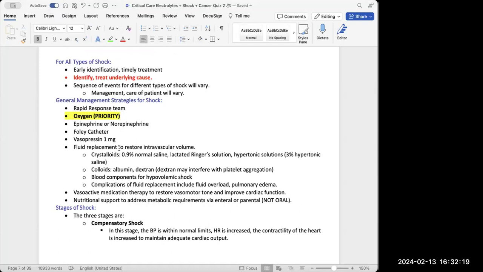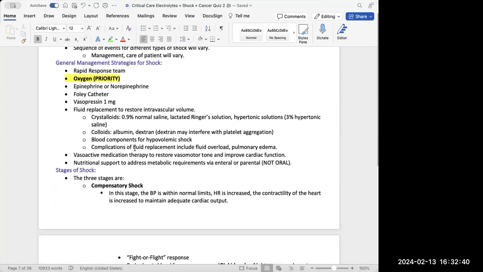We want to identify and treat. I saw a question like that on Course Point where it was asking, what do you do? And I think that might be one of the types of questions she might be looking for: what should you do if someone has shock? We need to first figure out what's going on and treat the type of shock that they have.